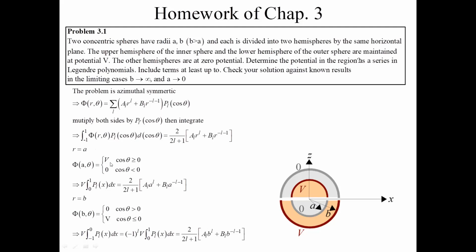So after integration, we use the boundary condition at r equals a, where the potential is equal to V for cosine theta bigger than 0. With the same process, we apply the boundary condition at r equals b, where for cosine theta below 0 the potential is V. By using these two boundary conditions, we can get these two formulas.